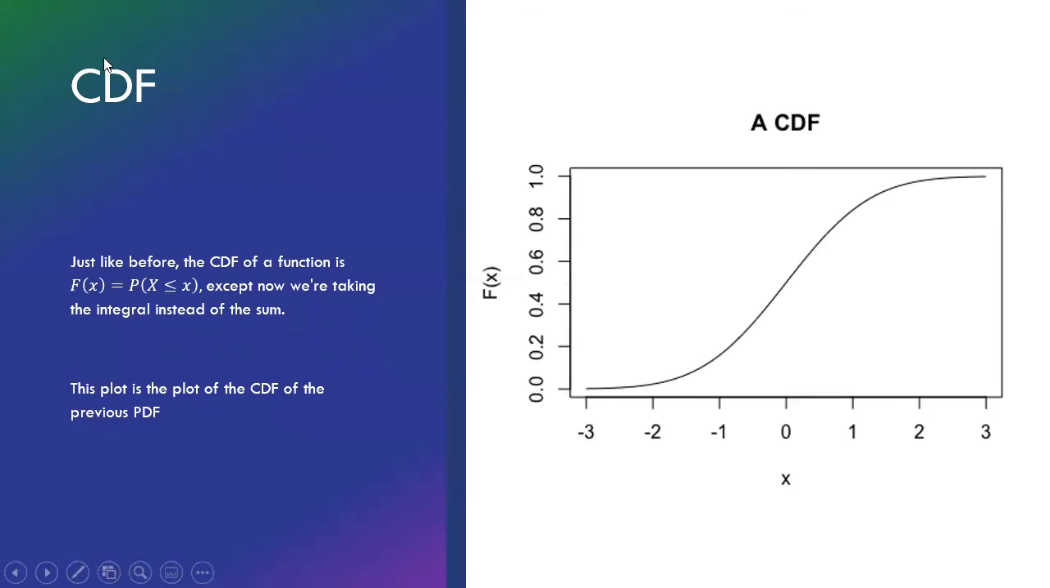Another corresponding definition is called the CDF, the cumulative distribution function. We always denote it by capital F(x), which equals the probability of the random variable x being less than or equal to a given value of small x. Compared to the discrete case, now we're taking integrals, where previously we just took the sum over each of the values.